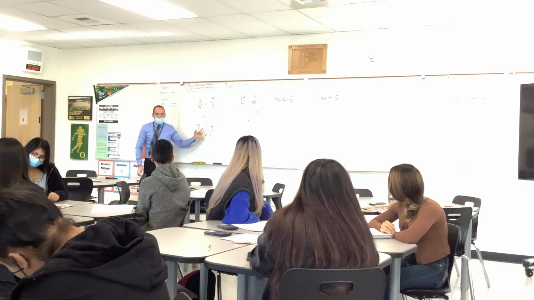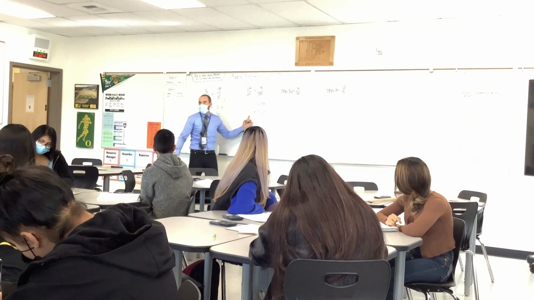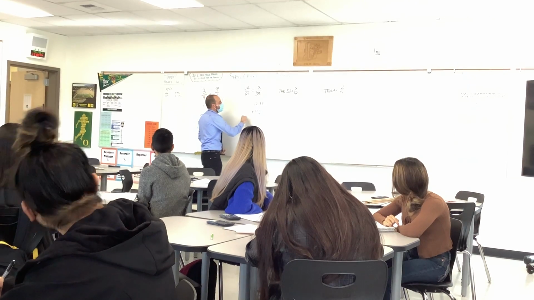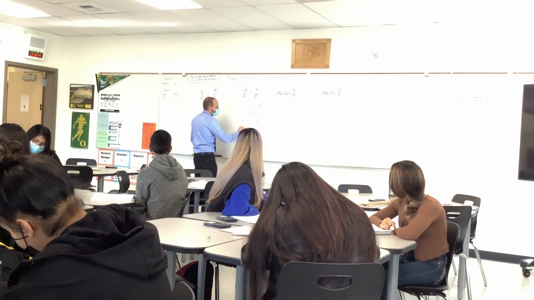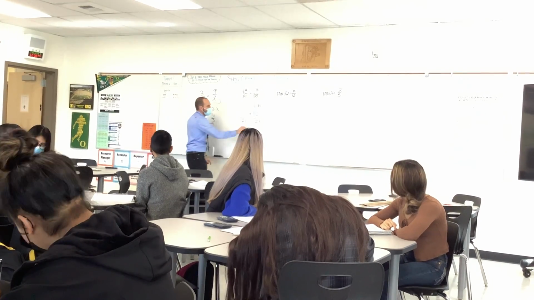And what did I do over here to get x by itself? I divided by 3, so what am I going to do here? Divide by 21. Divide by 21. Leaves me with x equals 20. Good.